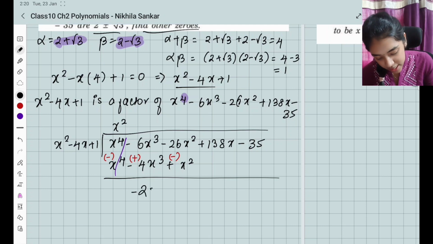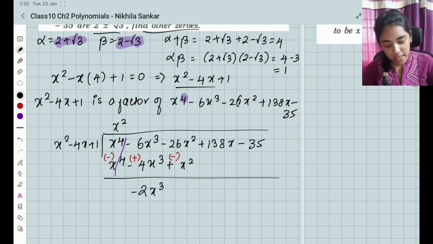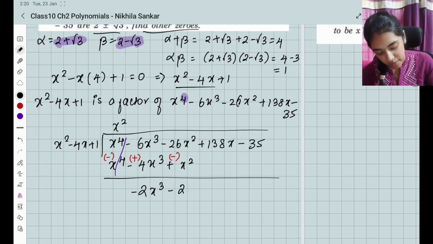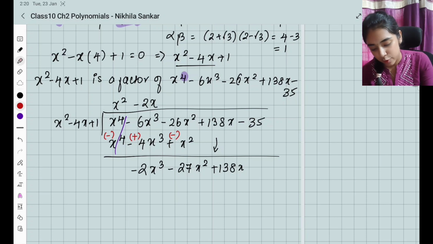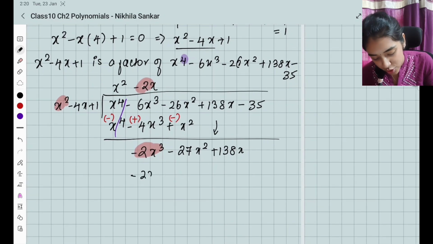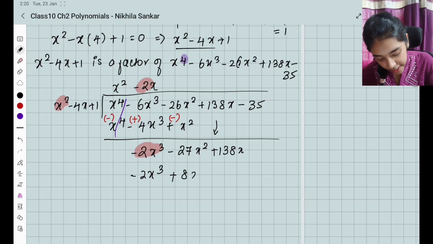So we have minus 2x cube. Then minus 26x square minus x square. So this is minus 27x square. You can bring the next term. So we have 138x. Okay. Now next you have to multiply by minus 2 into x. Correct? If you multiply x square into minus 2x, you're going to get minus 2 into x cube. Okay. So we have minus 2 into x cube. Then minus minus plus side. So plus 4 2s are 8x square. Then we have minus 2x.